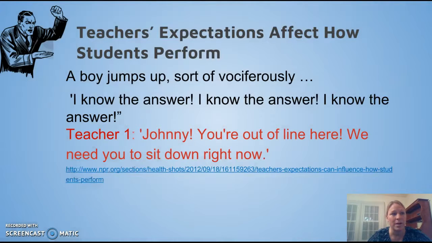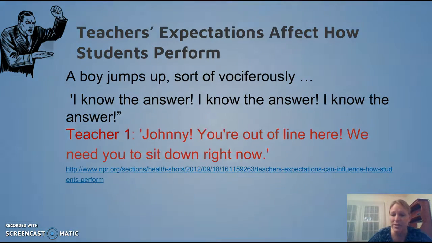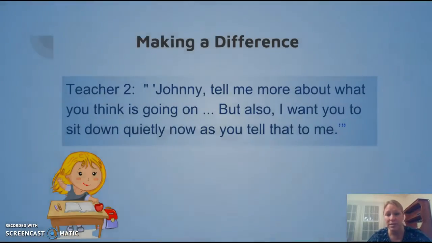As reported by NPR's Alex Spiegel, Robert Rosenthal in 1964 did a systematic study in elementary schools and found that teachers' expectations affect how students perform. A boy jumps up vociferously, "I know the answer, I know the answer, I know the answer." The poor teacher says, "Johnny, you're out of line here. We need you to sit down." Johnny no longer wants to participate.